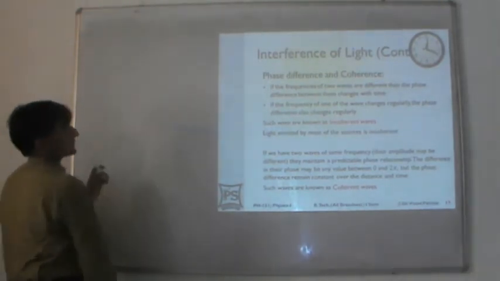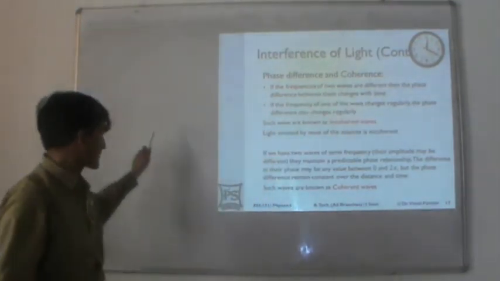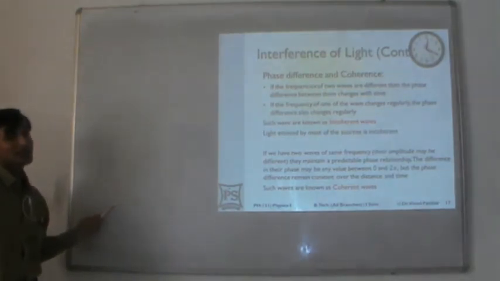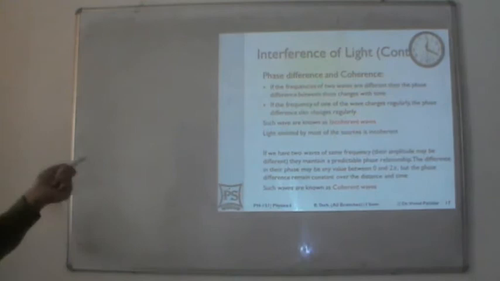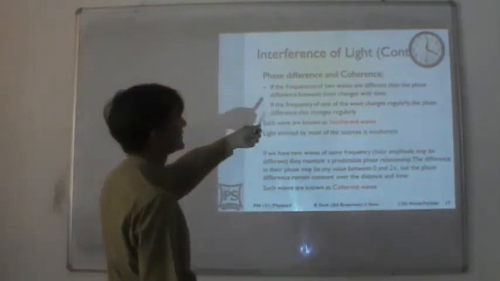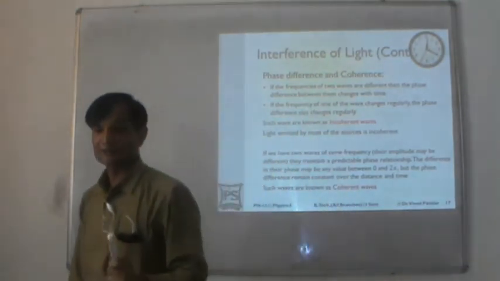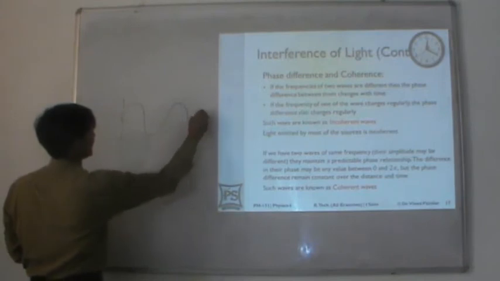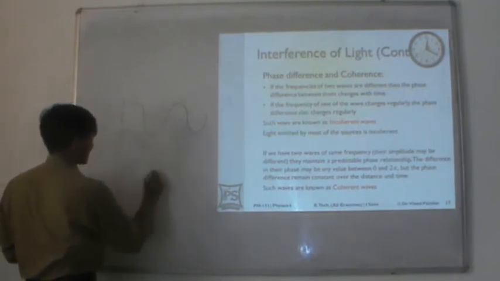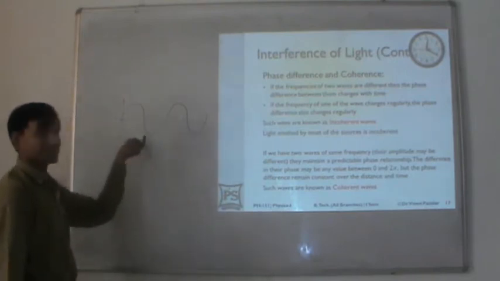If the frequencies of two waves are different. Now, here in this picture which I have drawn here, the frequencies were same, wavelength was same for both the cases. But if the frequencies of two waves are different, then the phase difference between them will change with the time. Now, if they have different frequencies, means one wave is having something like this, and another wave has a picture like this. Now in both the cases the wavelength here and wavelength here is different.